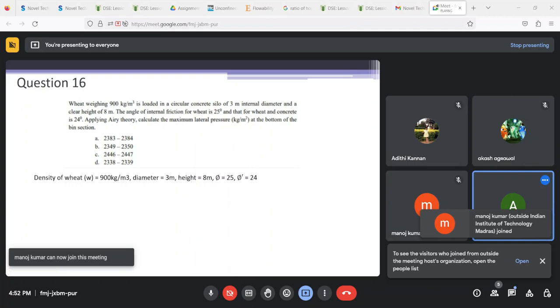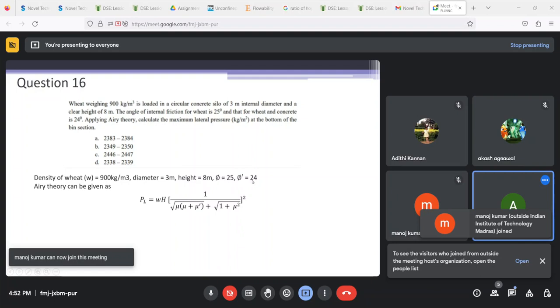Airy theory considers both the internal friction between your wheat and your wheat as well as the concrete. So the lateral pressure PL is equal to W H into 1 divided by the root of mu into mu plus mu dash, plus the root of 1 plus mu square, the whole square. Here W stands for density of the wheat, H stands for height of the silo, mu stands for the coefficient of friction between the grains, and mu dash stands for the coefficient of friction between the grain and the bin.